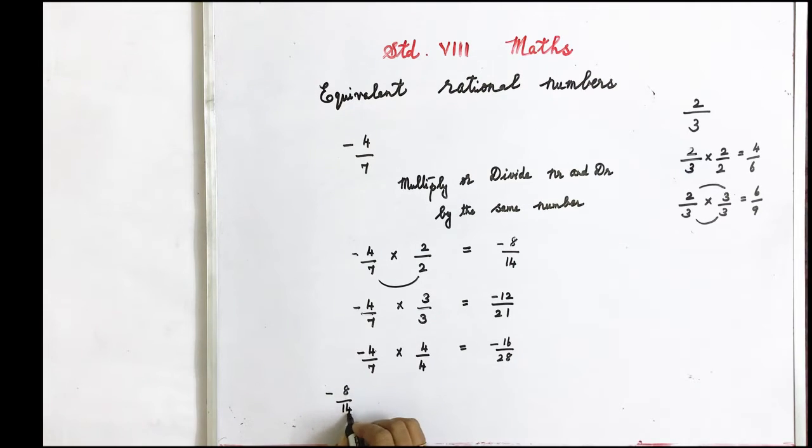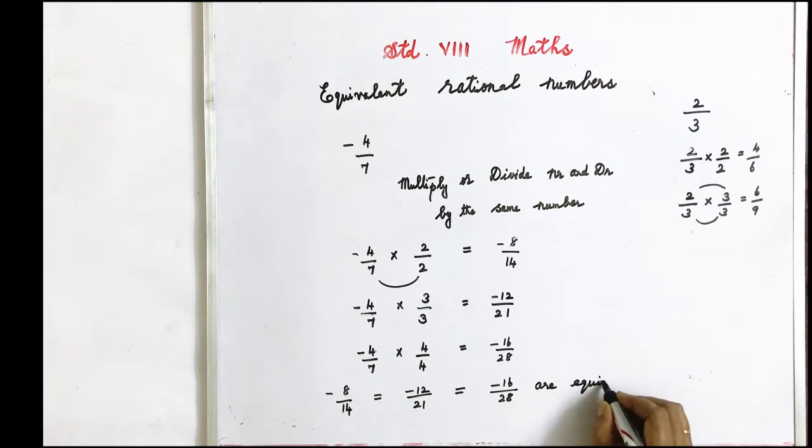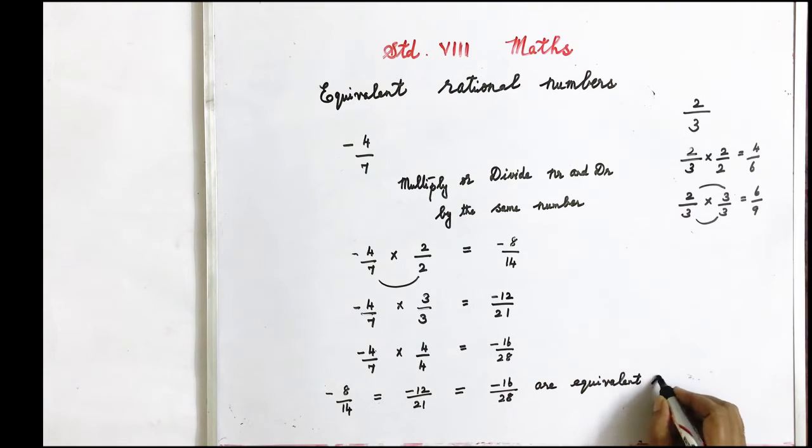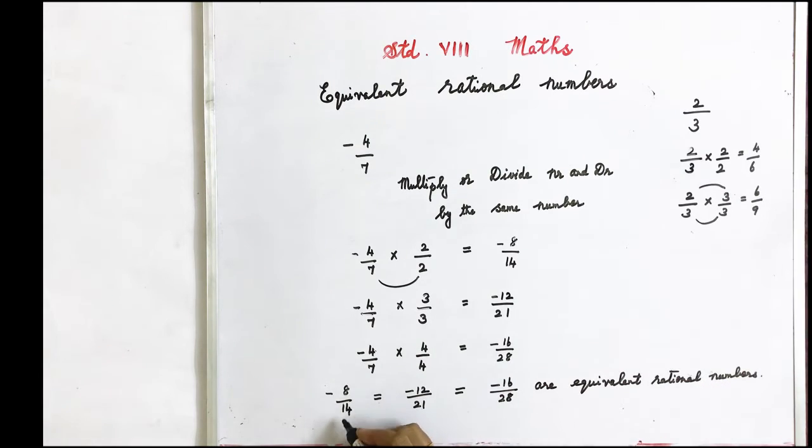So which are the equivalent rational numbers now? Minus 4 by 7 is equal to minus 8 by 14, and these are all equivalent rational numbers. This is equal to minus 12 by 21, which is again equal to minus 16 by 28. If you want to check that they are equal, we can cancel. We can divide and check the answers. If you cancel by 2 table, 4 2s are 8, 7 2s are 14. So it's the same number.